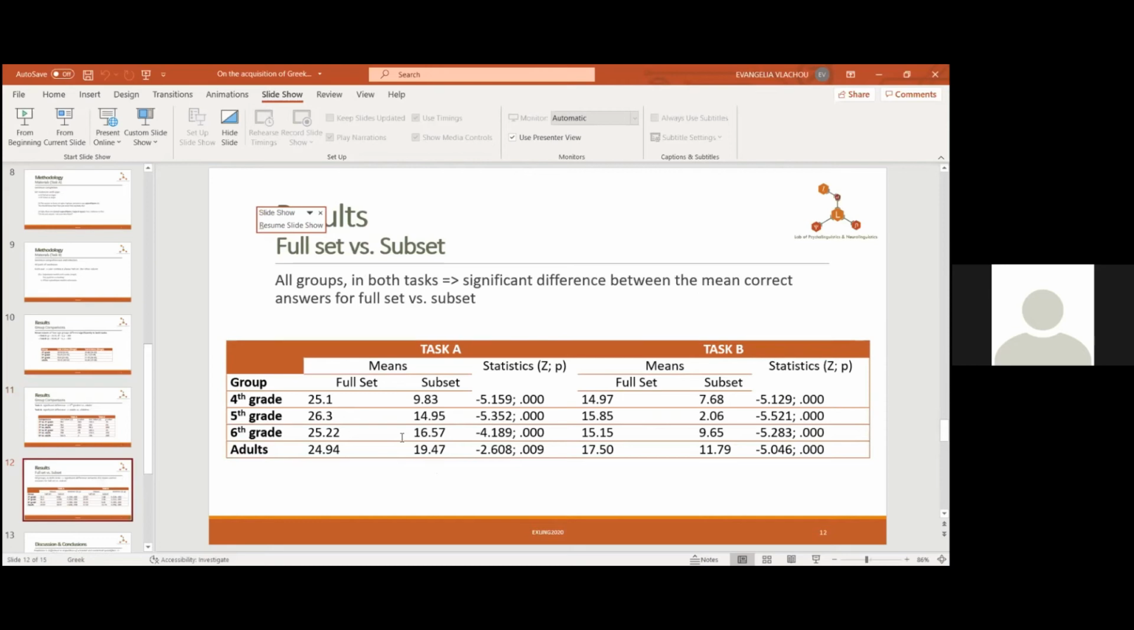There is a significant difference between fourth graders and adults, and between adults and all children in our group. Now, as you see in our last table, which is a summary table, we see the statistical testings regarding full set versus subset FCIs. This shows the mean scores of correct answers given by each group to each kind of item in each task.